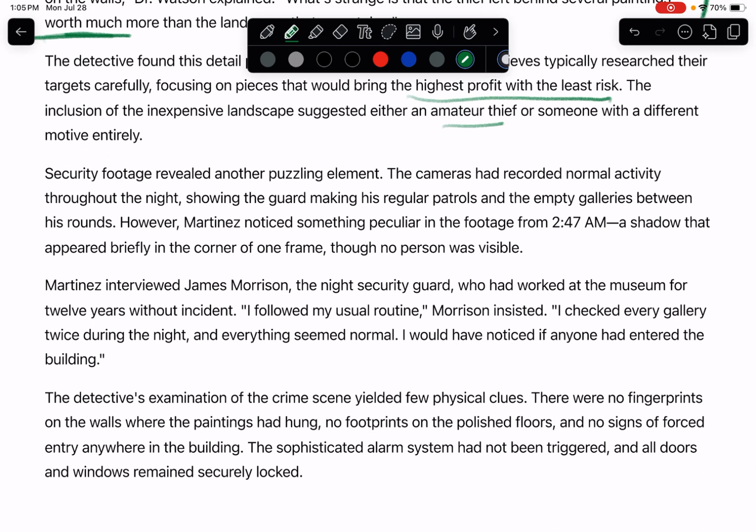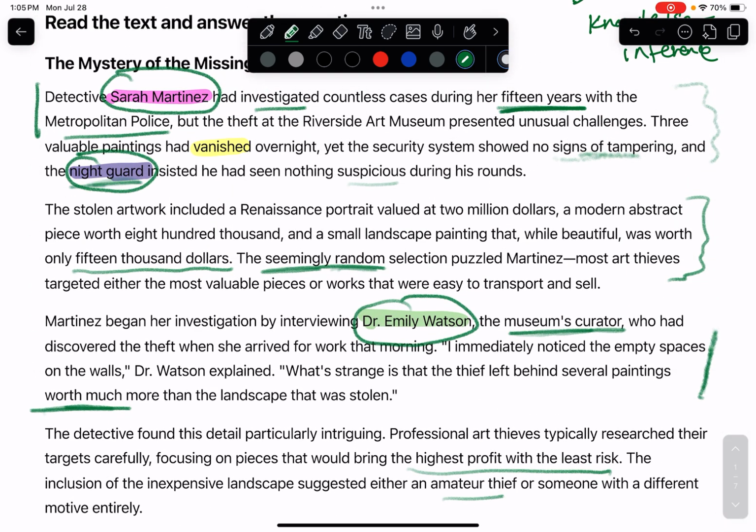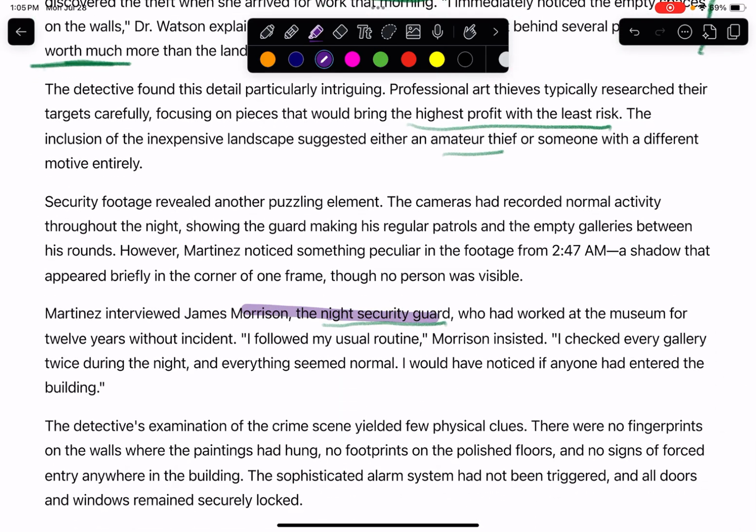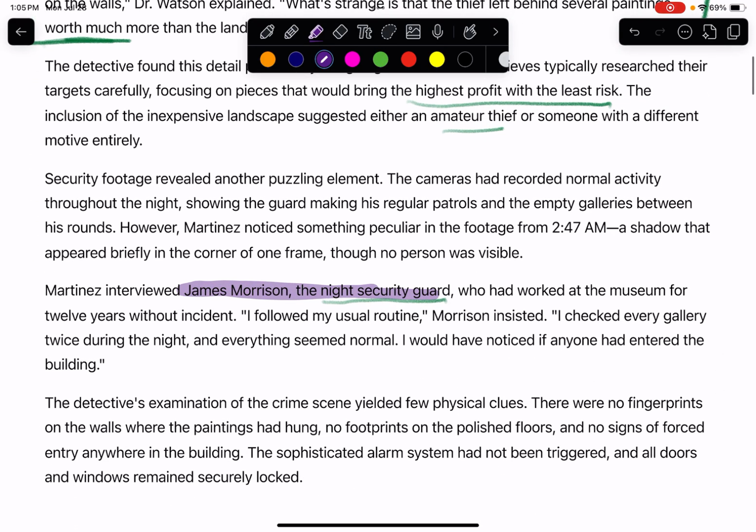Martinez interviewed James Morrison, the night security guard. So that's this guy. Who had worked at the museum for 12 years without incident. Okay, so he's also been there quite a bit. So I can infer that he's good at his job. He's trustworthy. There have been no issues, so I'm guessing he didn't do it then. He says, "I follow my usual routine," Morrison insisted. "I checked every gallery twice during the night, and everything seemed normal. I would have noticed if anyone had entered the building."